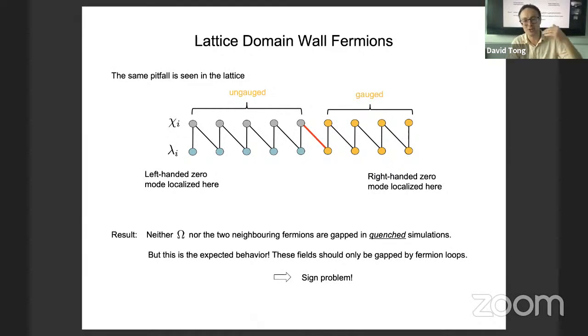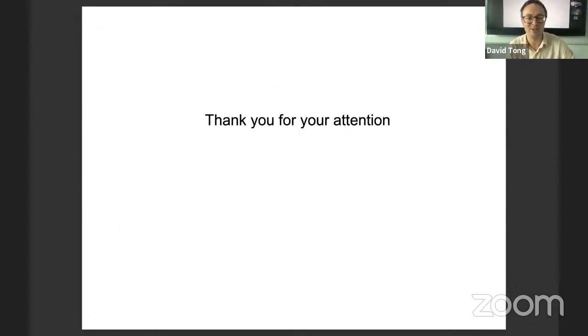As soon as you solve the fermion doubling problem, the sign problem just hits you directly in the face, and there's nothing you can do with it. Let me just leave it there. Okay, I'll finish there, but thank you very much for your attention.